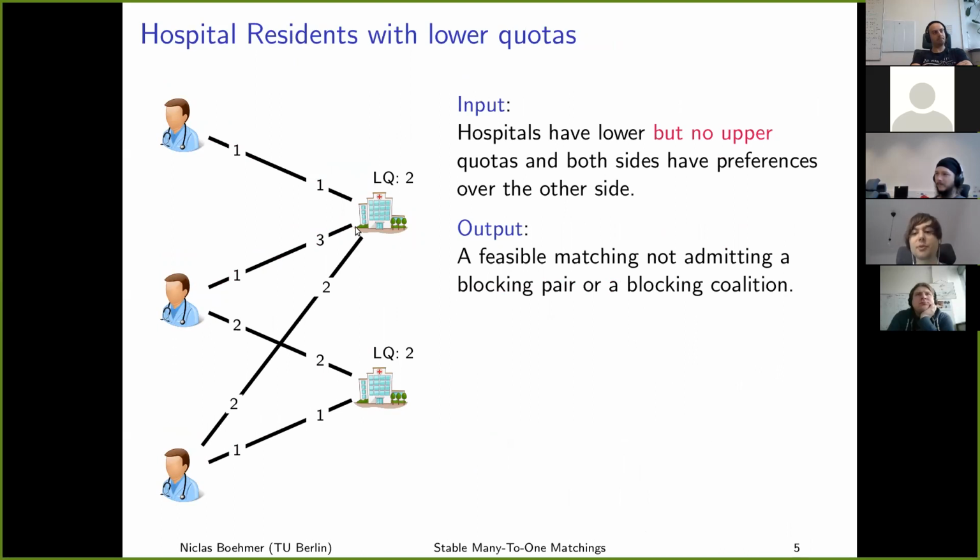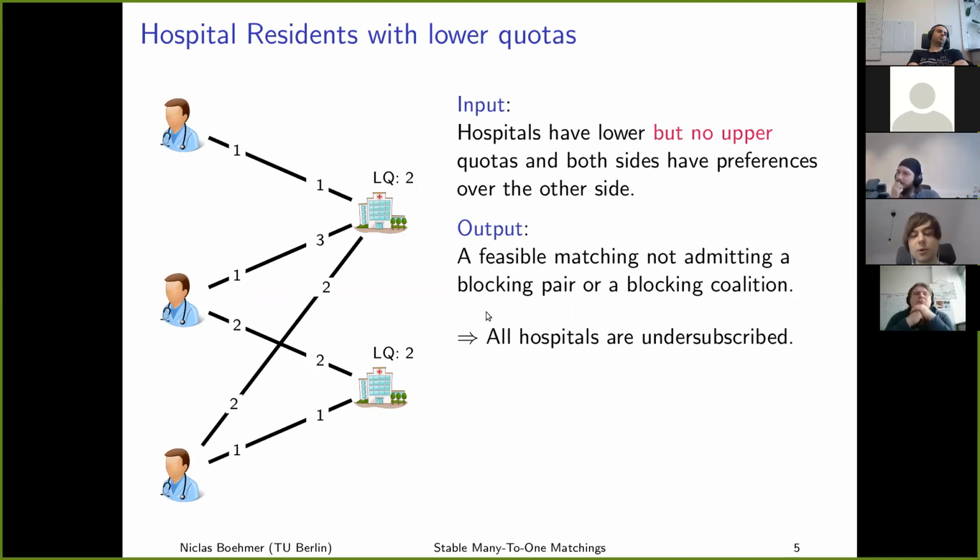The standard model has just upper quotas, and people have before looked at lower and upper quotas combined. We also considered the case with just lower quotas, where we assume that we have no upper quotas, which means that if the hospital opens, it can accommodate all residents, so basically an infinite number of residents. So what changes here is that the upper quotas disappeared. The definitions of blocking pair, feasibility, and blocking coalition still remain completely the same. However, if you think a little bit about it, then you may notice that all hospitals are always undersubscribed because they have no upper quota.